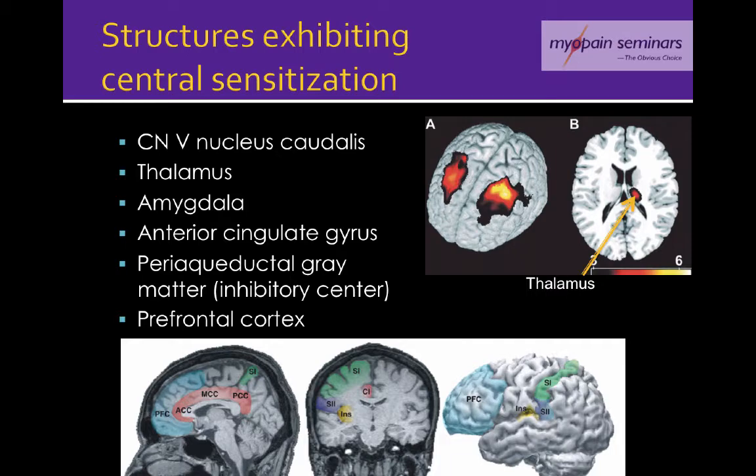Again, the changes are not confined to the dorsal horn of the spinal cord, and they occur in the brain as well. The nucleus caudalis, or caudal-most nucleus of the trigeminal nerve, is really a continuation of the dorsal horn in the brainstem. The thalamus, the amygdala, and the cingulate gyrus are projection areas that receive input from dorsal horn nociceptive neurons.